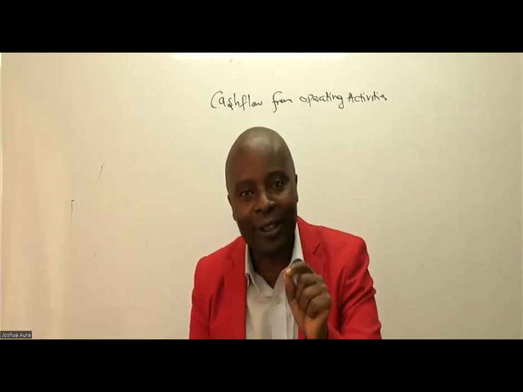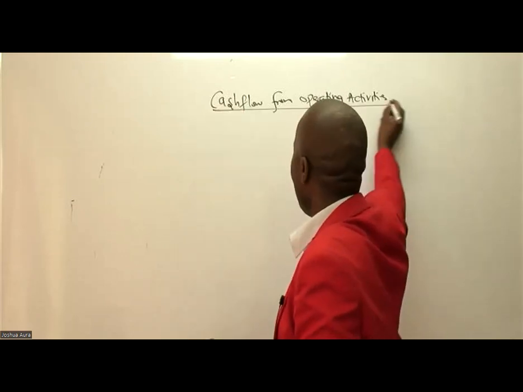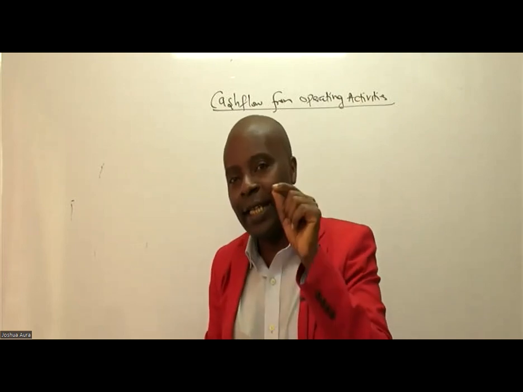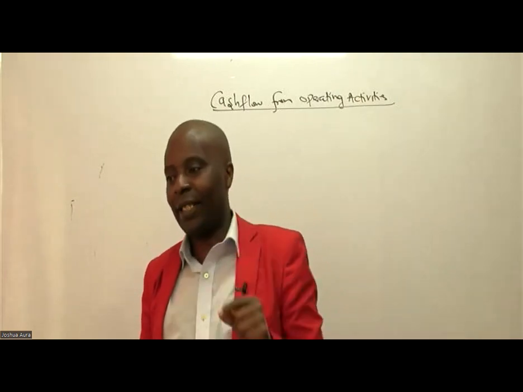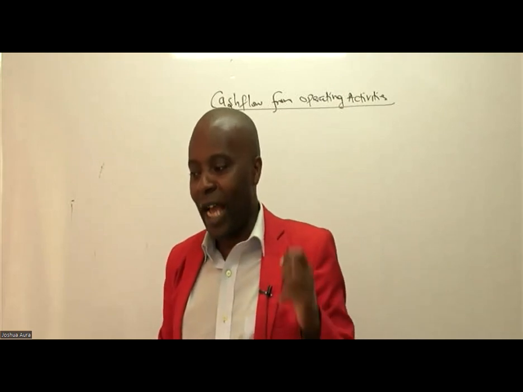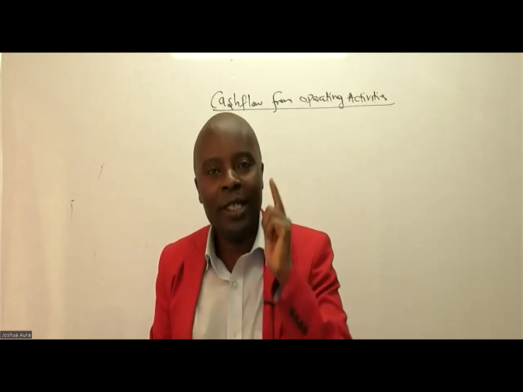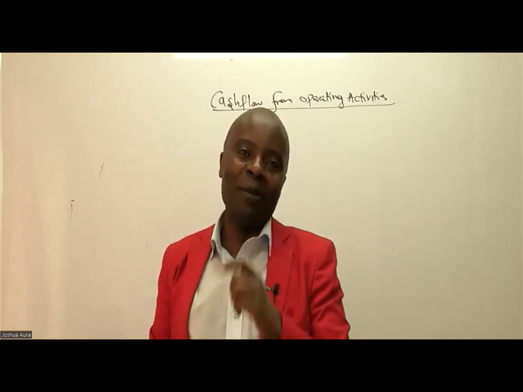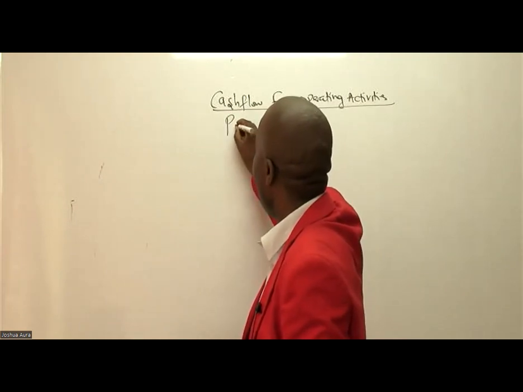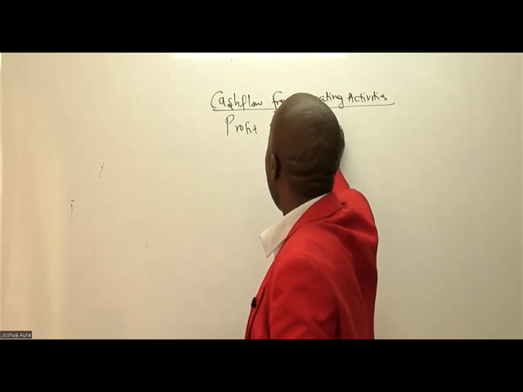Under the indirect method, is anybody able to remember what we're supposed to start with? The first item under operating activities, is there somebody who can remind us which item we are supposed to start with? Profit before tax, you are right. You're supposed to start with profit before tax.